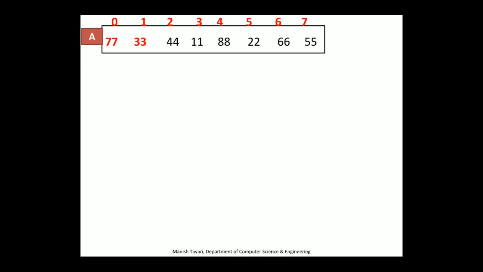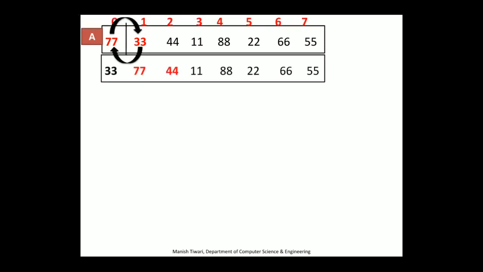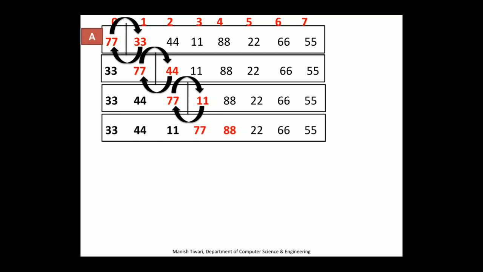Let's do it more precisely. First we will compare the elements A0 and A1, and you see here that A1 is less than A0, so we will swap them. Then A1 and A2 will be compared, and here you see they will be swapped again. Then A2 and A3 will be compared, and again you see that A3 is less than A2, so these two numbers will also be swapped. Then A3 and A4 will be compared, and here we see that the value of A3 is less than A4, so no swapping will be there.